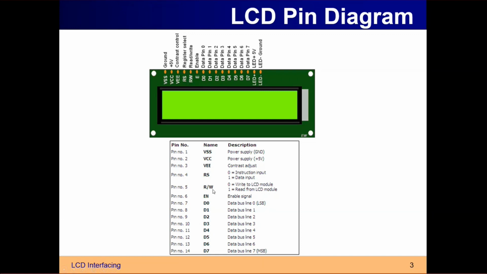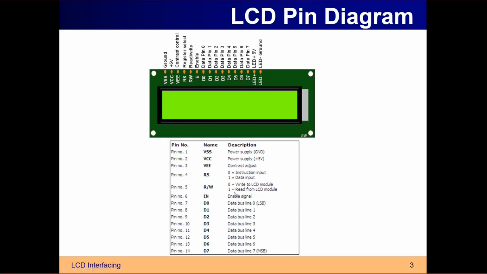If this pin is 1, that means you are reading from the LCD. So what is the requirement of reading from the LCD? Writing to the LCD is okay. If I want to write hello world, I will be writing the data to the LCD. At what point of time do you need to read from the LCD? Generally you are not using that.